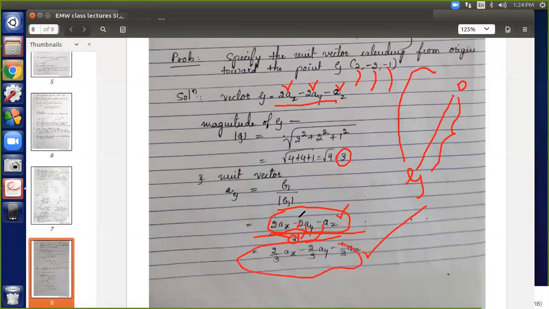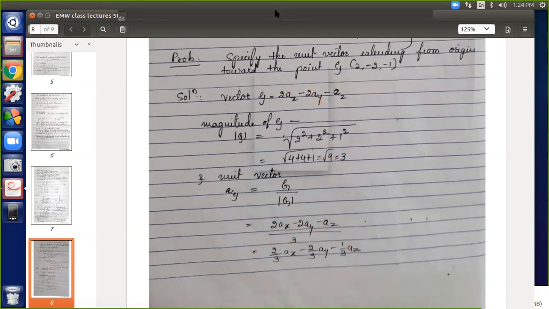So I hope this simple problem you have understood. For any clarification, please put it in the chat box.